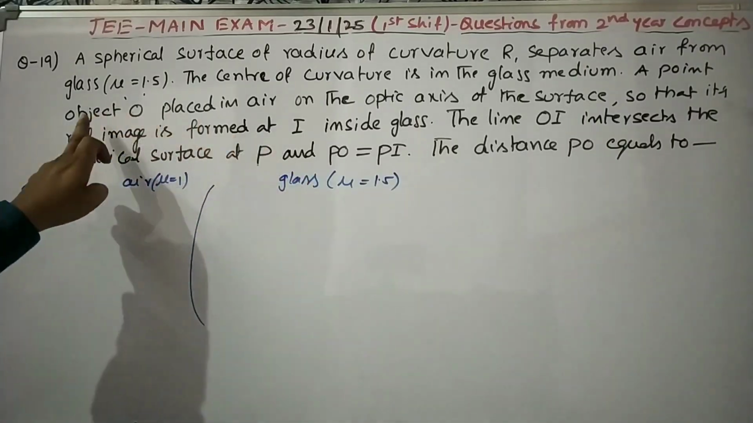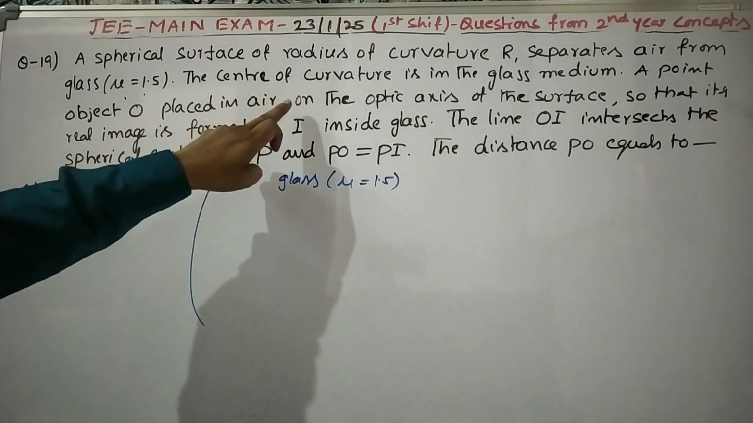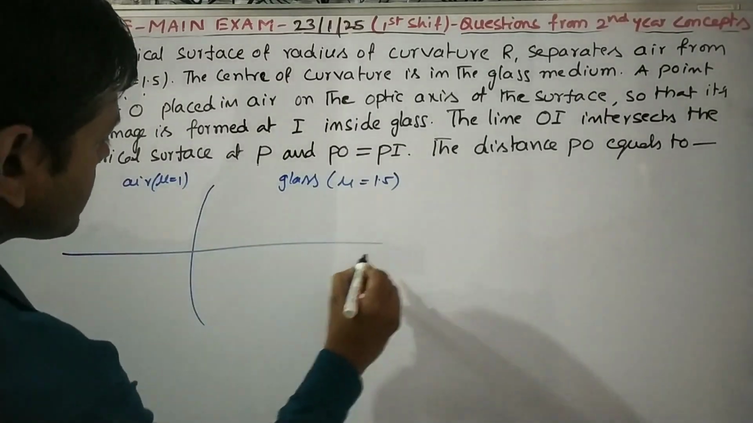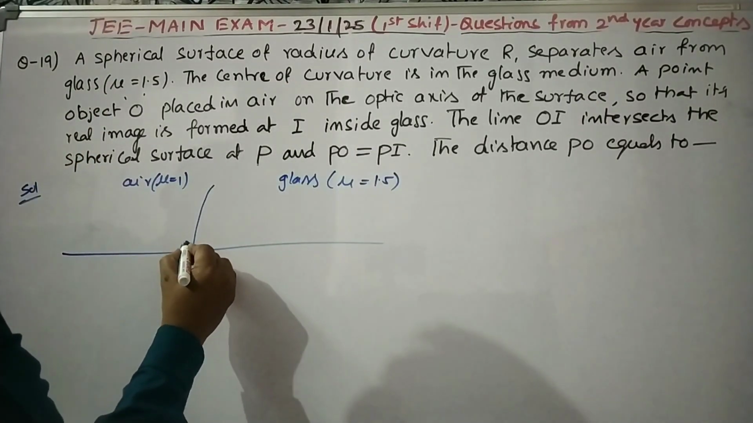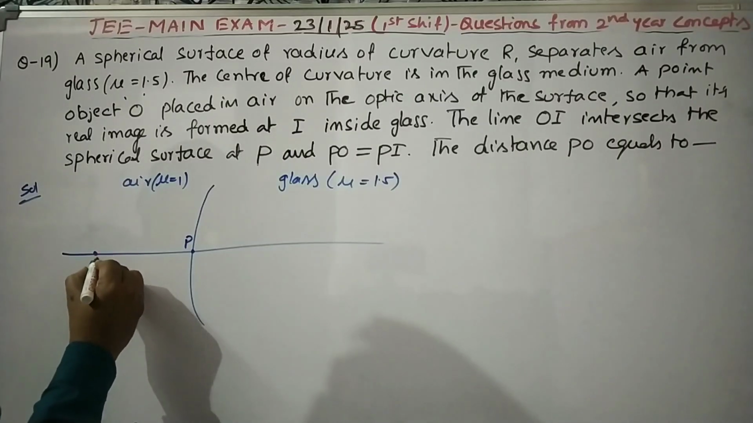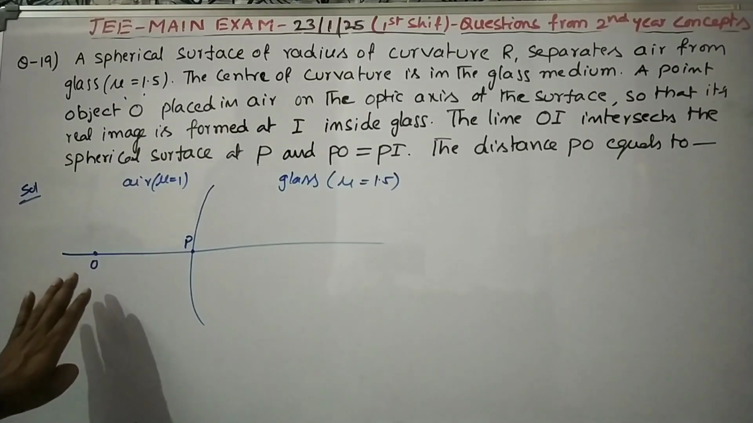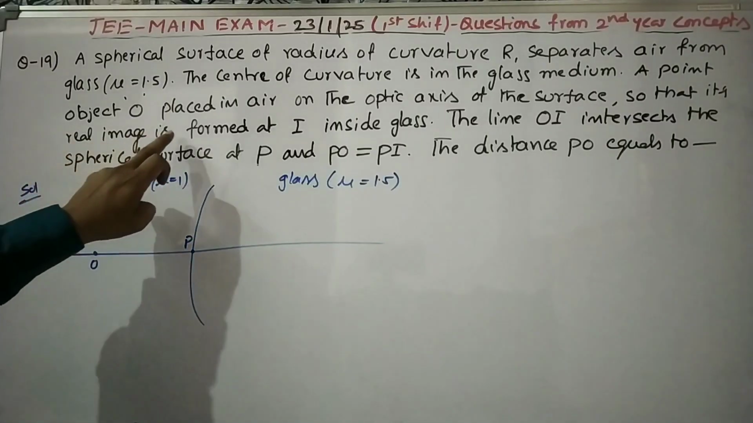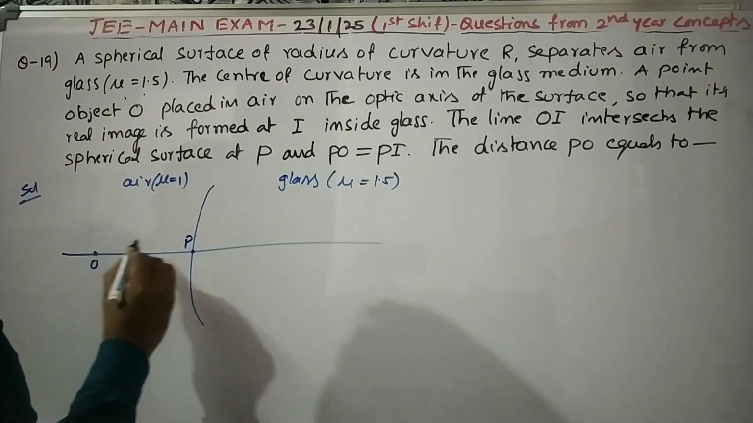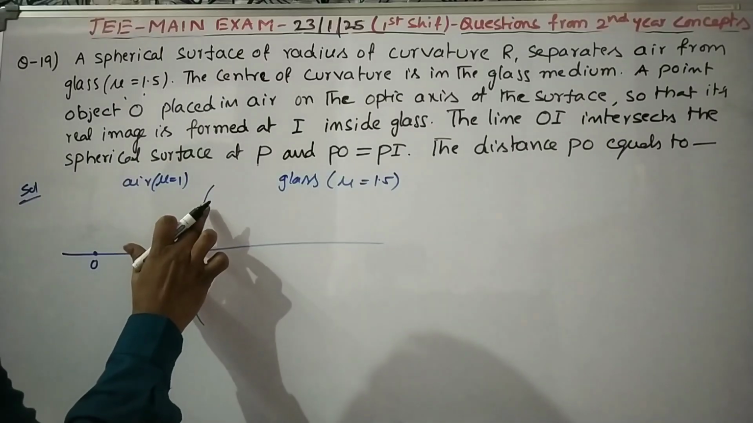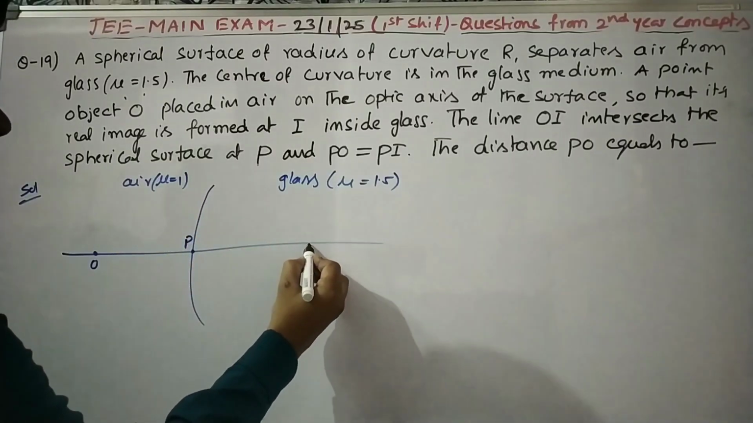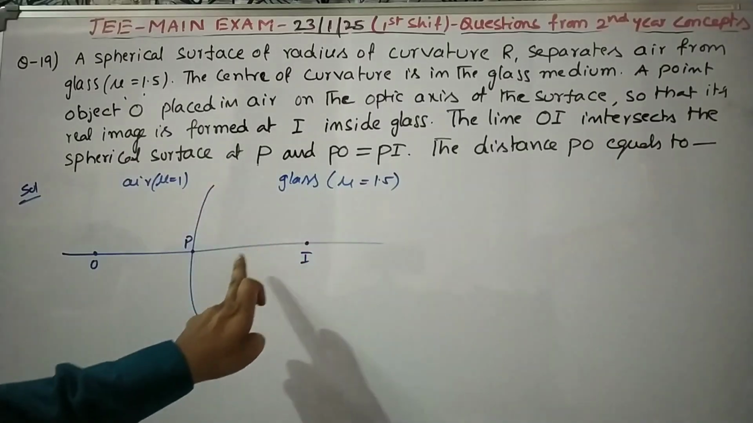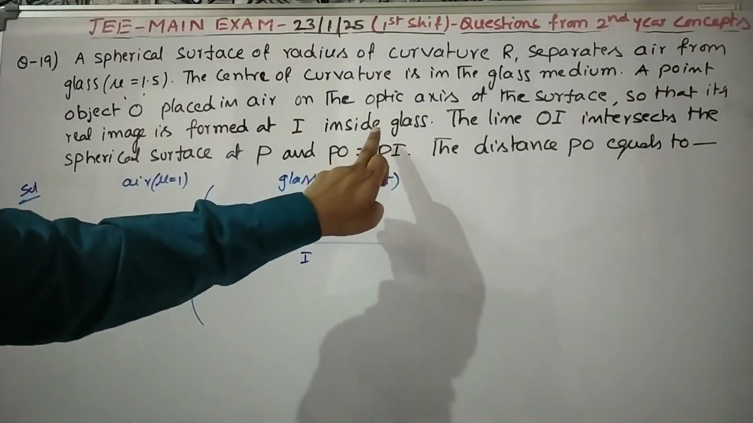Okay, right. A point object O is placed in air on the optic axis. What is the optic axis? The line which passes through the center of the lens is called its optic axis. So on its optic axis, at some distance, a point object O is placed. So that a real image is formed at I. Some light rays are incident, they get refracted, so the image is formed inside the glass, already given. This is the glass medium. Inside this glass medium, the image is formed.